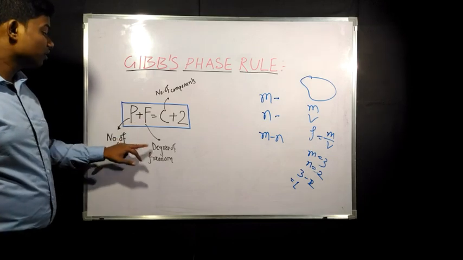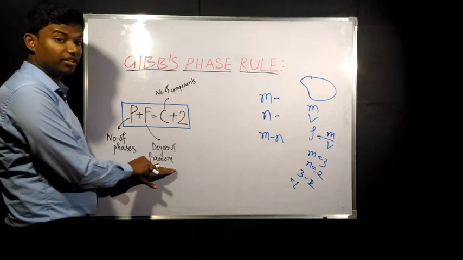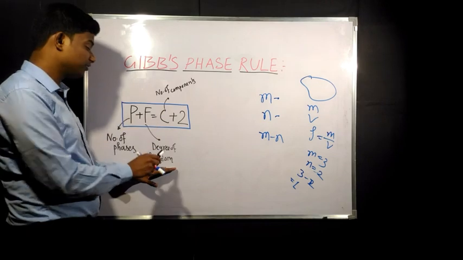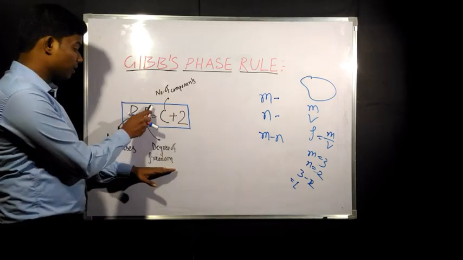F is going to give us the n value, that is the degree of freedom. Whatever number of properties you need to fix so that each and every property is defined, this n value will be given to us by the term F.